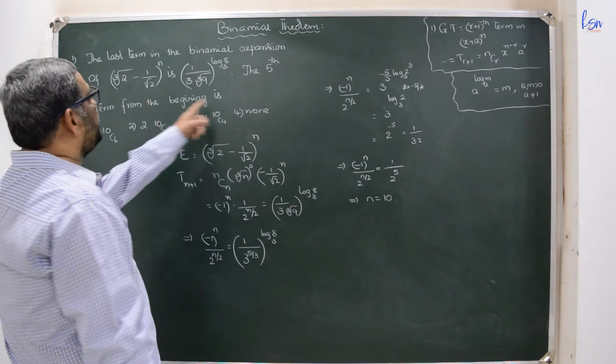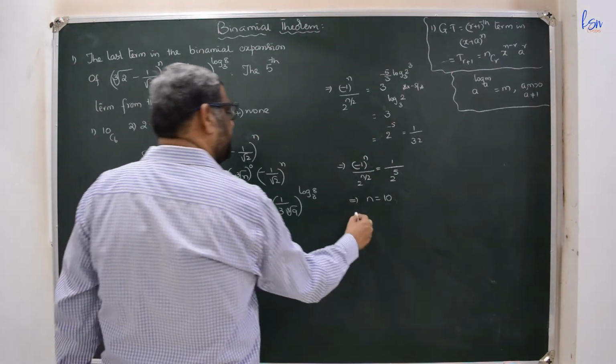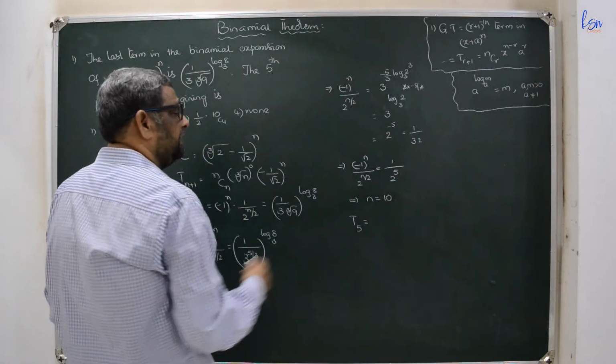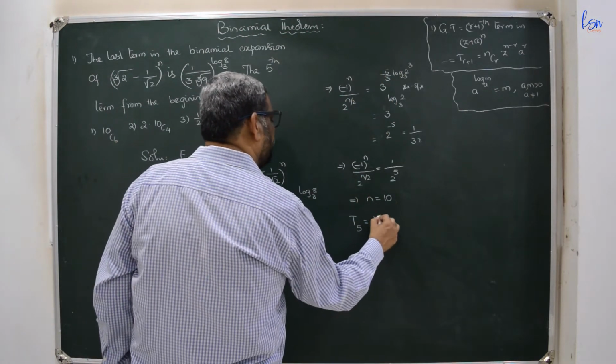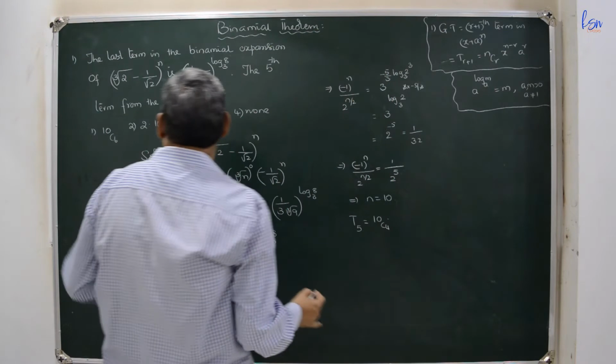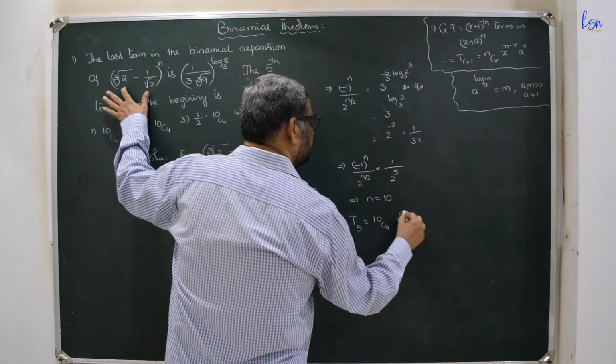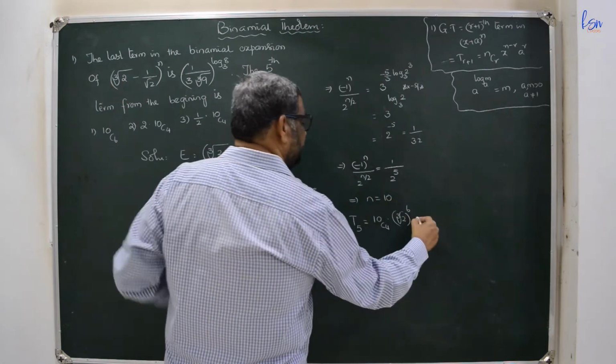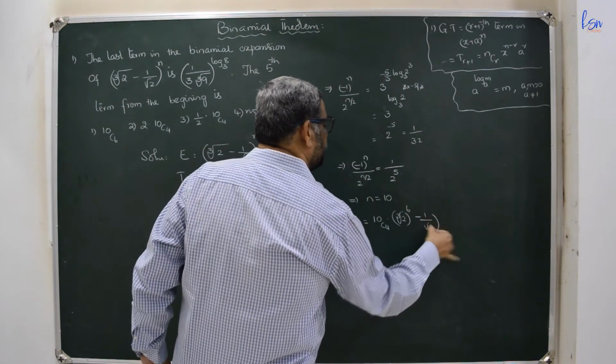The fifth term from the beginning. So T5 is required. T5 is now 10C4 into (cube root of 2) whole to the power of 6 into (minus 1 by root 2) whole to the power of 4.